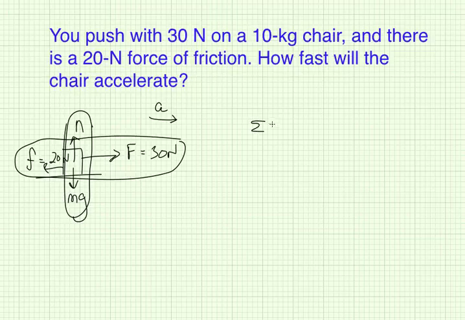So we start with Newton's second law: the sum of the forces equals ma. 30 newtons minus 20 newtons equals the mass, which was 10 kilograms, times a. That gives me an acceleration of 1 meter per second squared. That will be the acceleration of my chair.